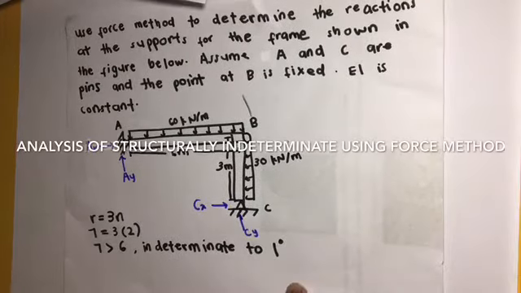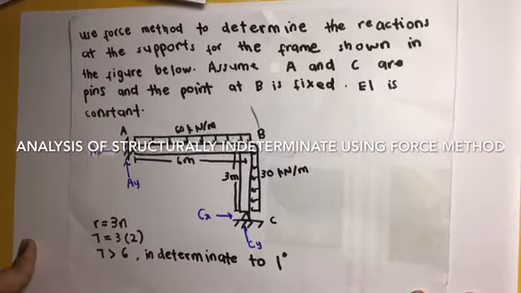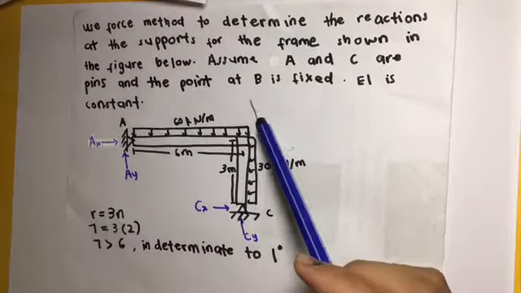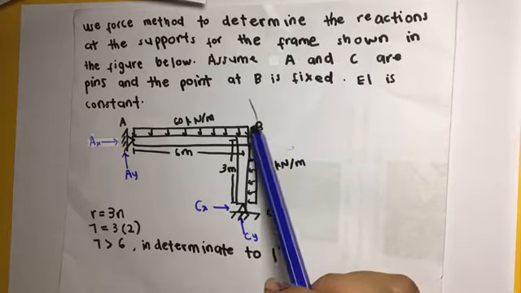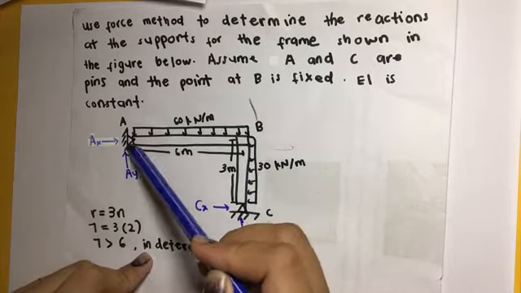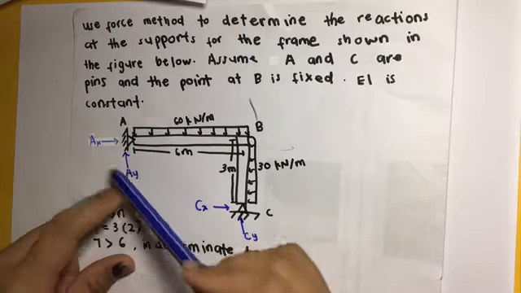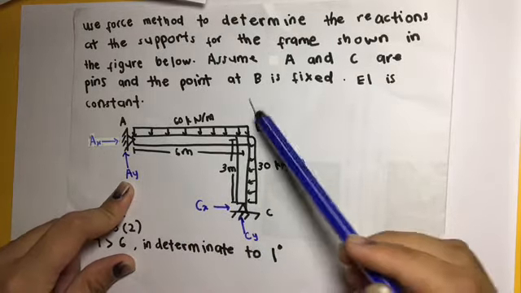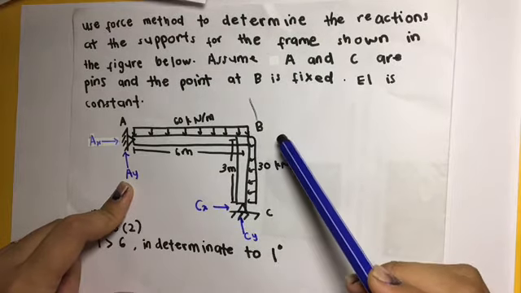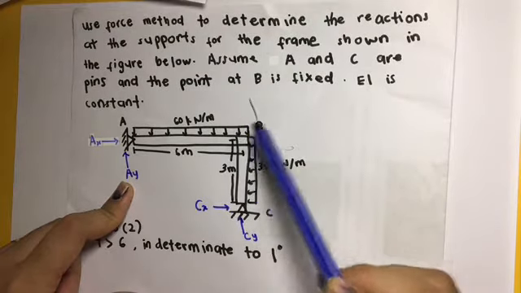Today we are going to be resolving this question. It asks us to use the force method, and the point at B is fixed. So we know that pins have two reactions, horizontal and vertical. For a fixed support here, we have horizontal, vertical, and a moment.